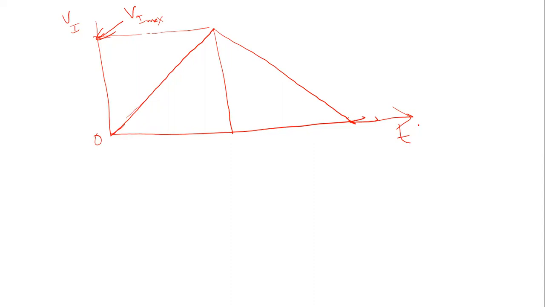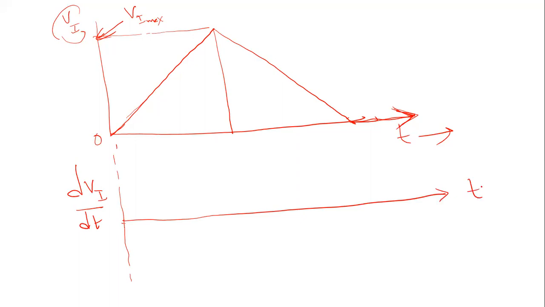So if you look at this, suppose you differentiate this. Your function, or your y-axis, is your Vi, and your independent variable, your x-axis, is your time t. Let's say you differentiate dVi upon dt. This is your time axis. So what will be the differentiation of your Vi, that is your function or the voltage here, with respect to time?